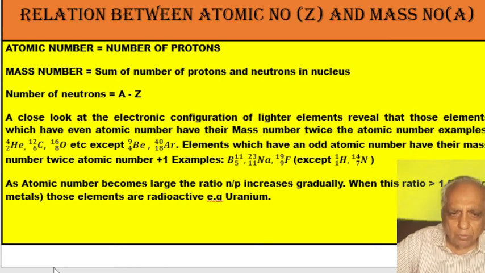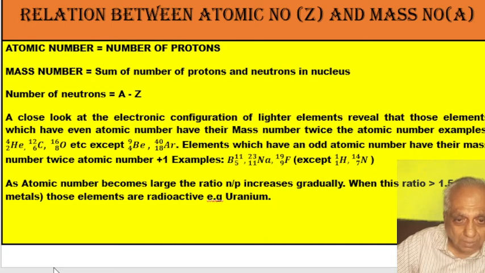Now if we have a good look at the mass number and atomic number of elements, we will find that for lighter elements, in case atomic number is even, then mass number is double, and in case atomic number is odd, mass number is double plus 1. There are a few exceptions. Like helium, atomic number is 2, mass number is 4. Atomic number is even, so mass number is double. Carbon, atomic number 6, mass number 12. Oxygen, atomic number 8, mass number 16, so it is double.